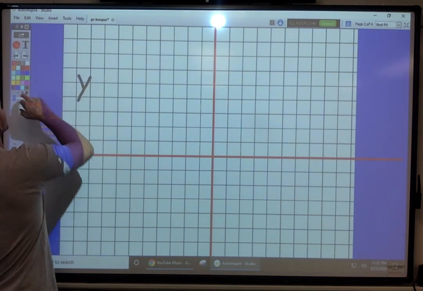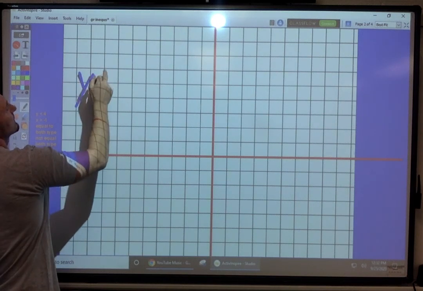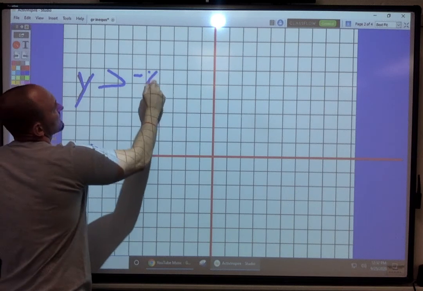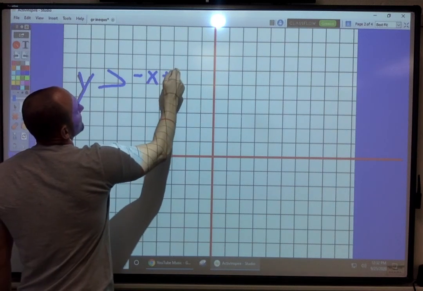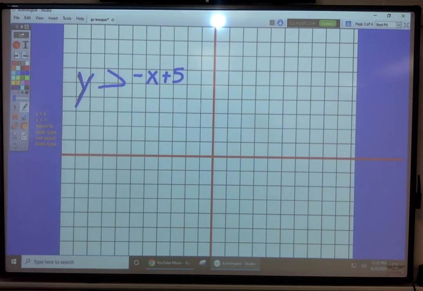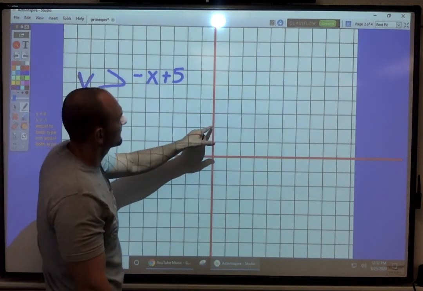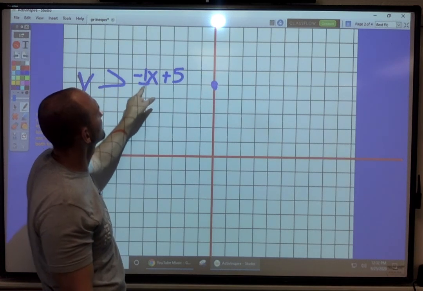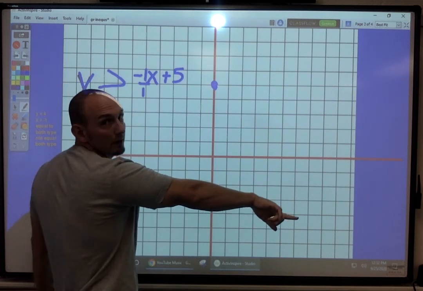Okay, we'll try another one. y is, let's go greater than negative x plus 5. Again, not trying to make them too tricky, so we're starting at 5. 1, 2, 3, 4, 5. Slope's a negative 1, so we're going down 1 and to the right.